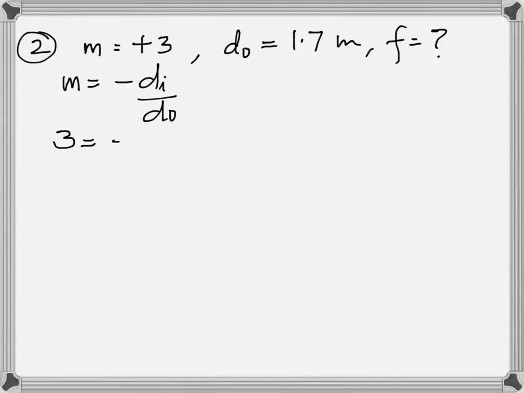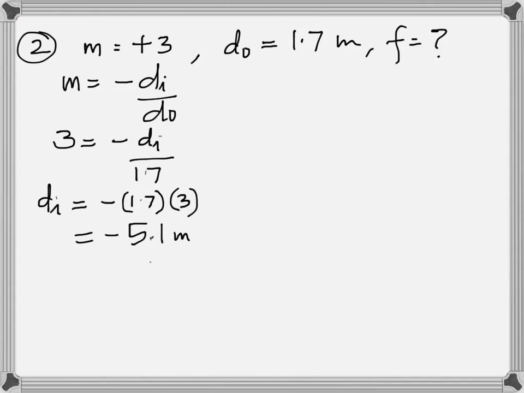Magnification is negative di by do. 3 is negative di by 1.7. So I'm trying to make di the subject. And I get negative 5.1 meter, isn't it? That's di. And then take it and plug it back into that other equation. It's not asking for f, right? No, it's asking for the radius. But you have to find f first, then yeah.